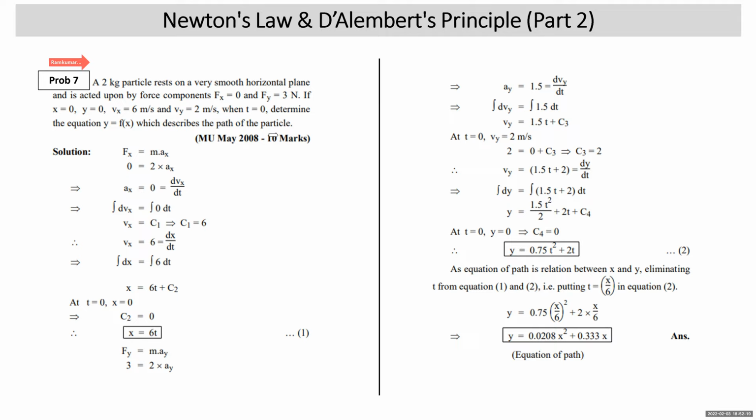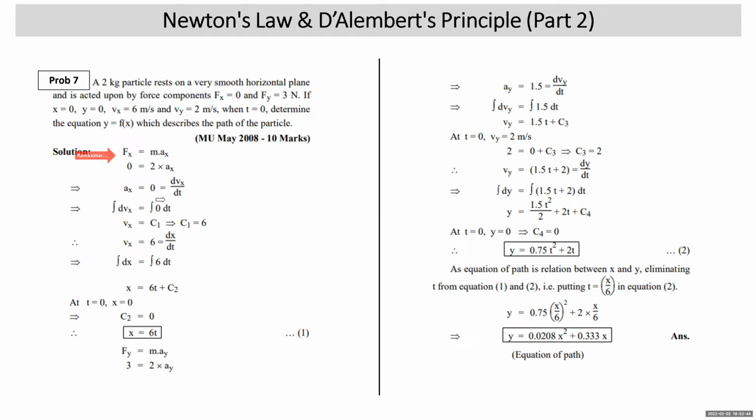Now, students, if you read this problem, you can see that you are given force components in the x and y directions. You are given x and y, all boundary conditions are given in the x and y directions. So here you should apply Newton's law in the x and y directions. First we apply Fx equal to m ax. There's no force in the x direction. Mass is 2 kg into ax, so ax is 0.